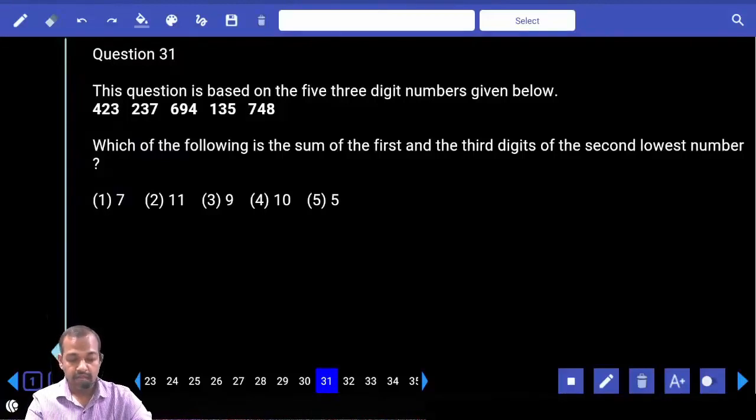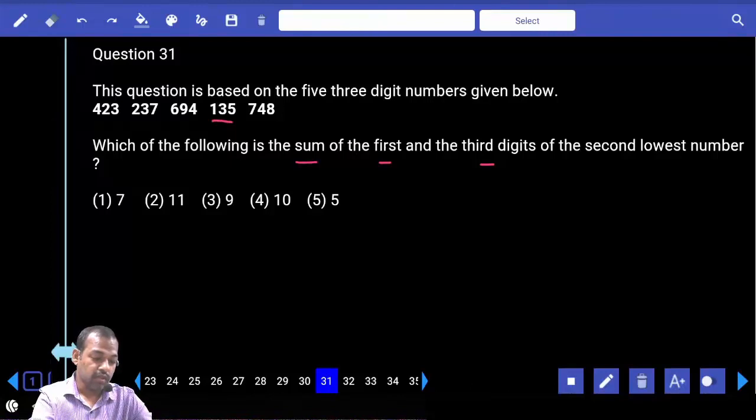Question number series. Which of the following is the sum of the first and third digit of the second lowest number? Now tell me, what is the first lowest number here? First lowest number is 135. What is the second lowest number? Second lowest number is 237. And we have to find the sum of first and third digit.